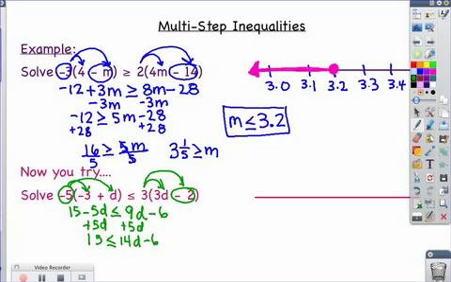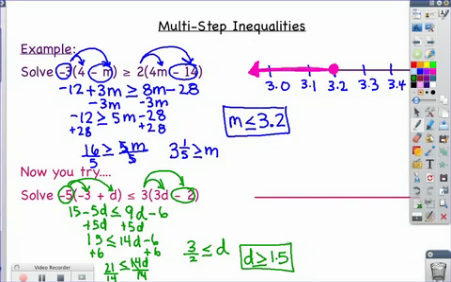Divide both sides by 14. I can reduce by 7, so I get 3 halves is less than or equal to d, or that d is greater than or equal to 1.5. Draw my number line. 1.5 is included as a solution, and I shade to the right.